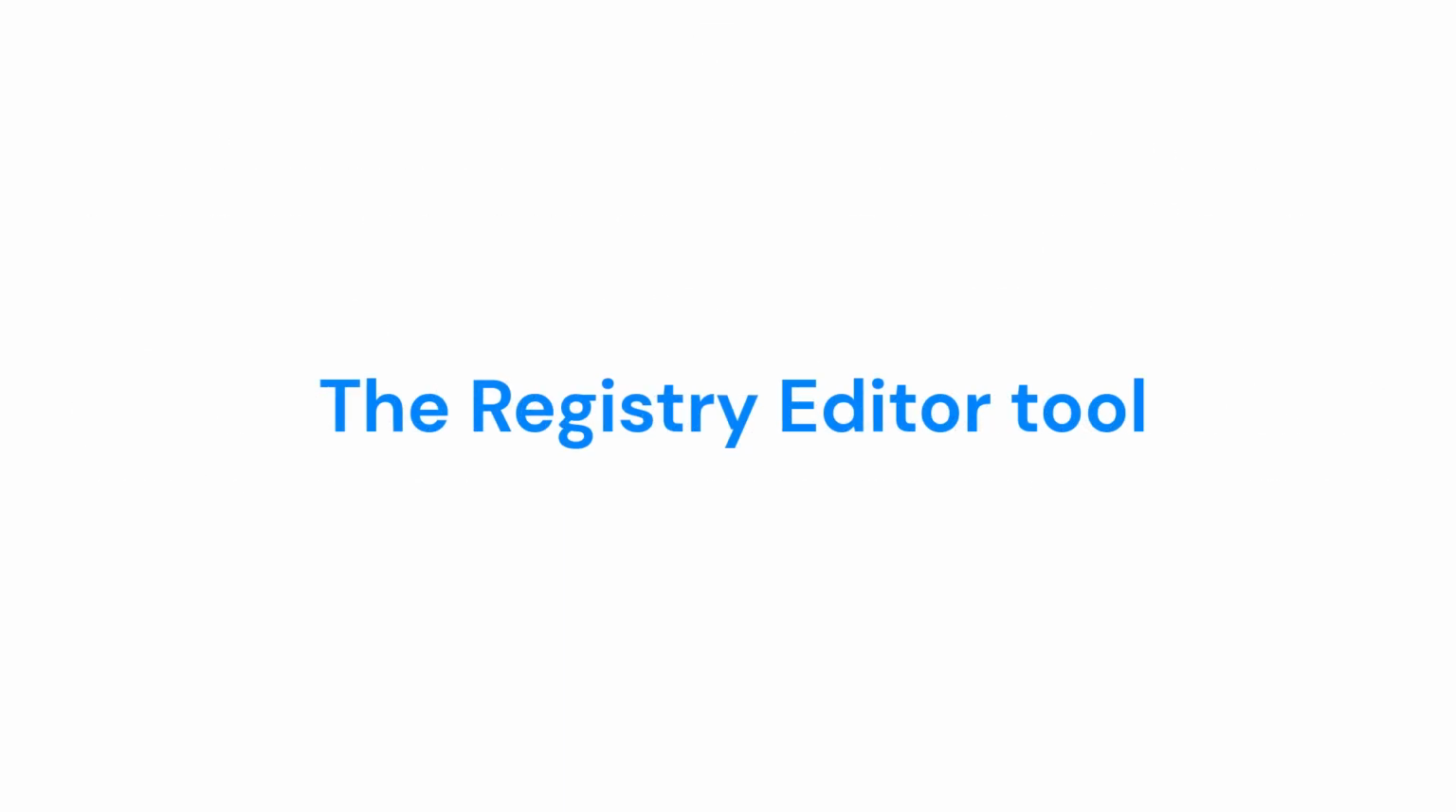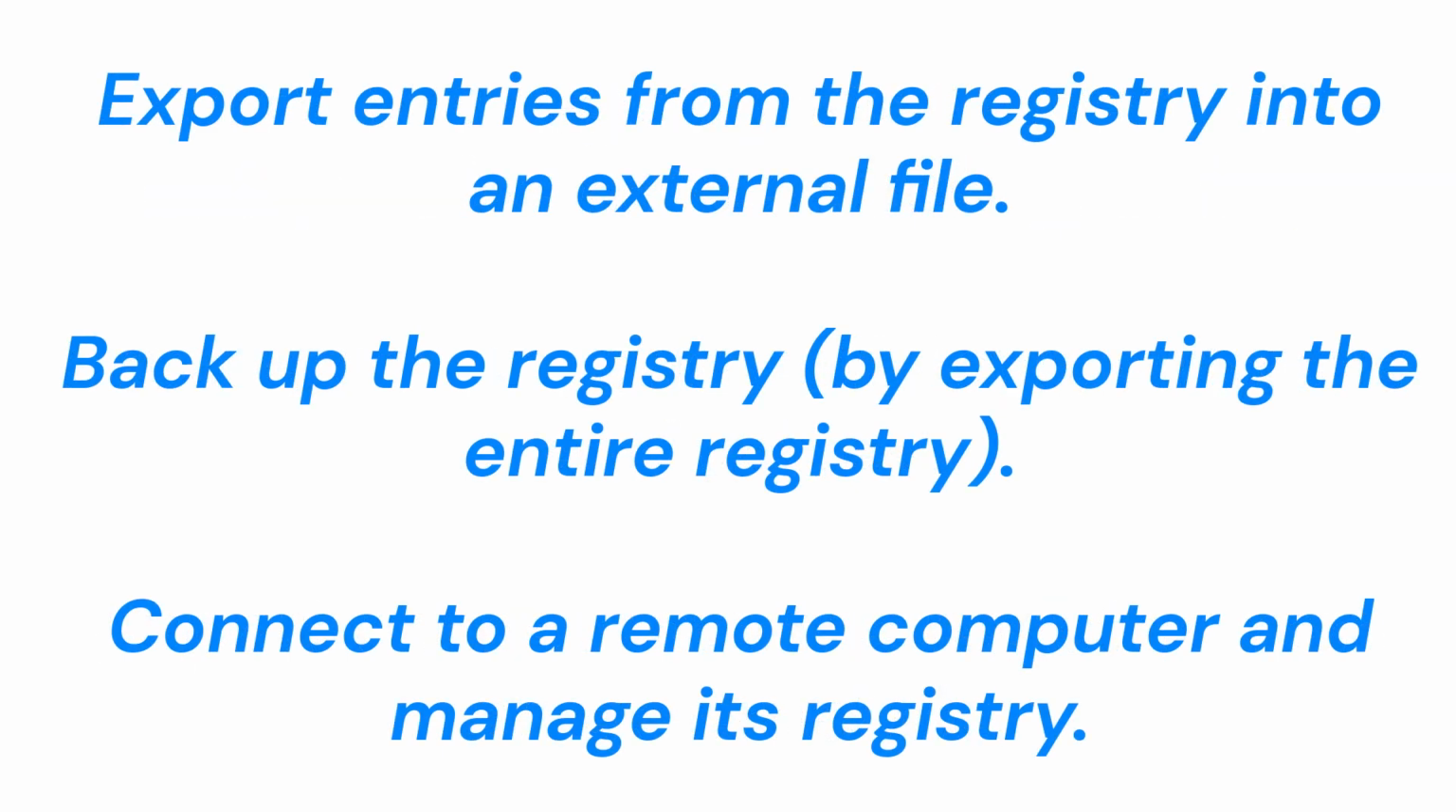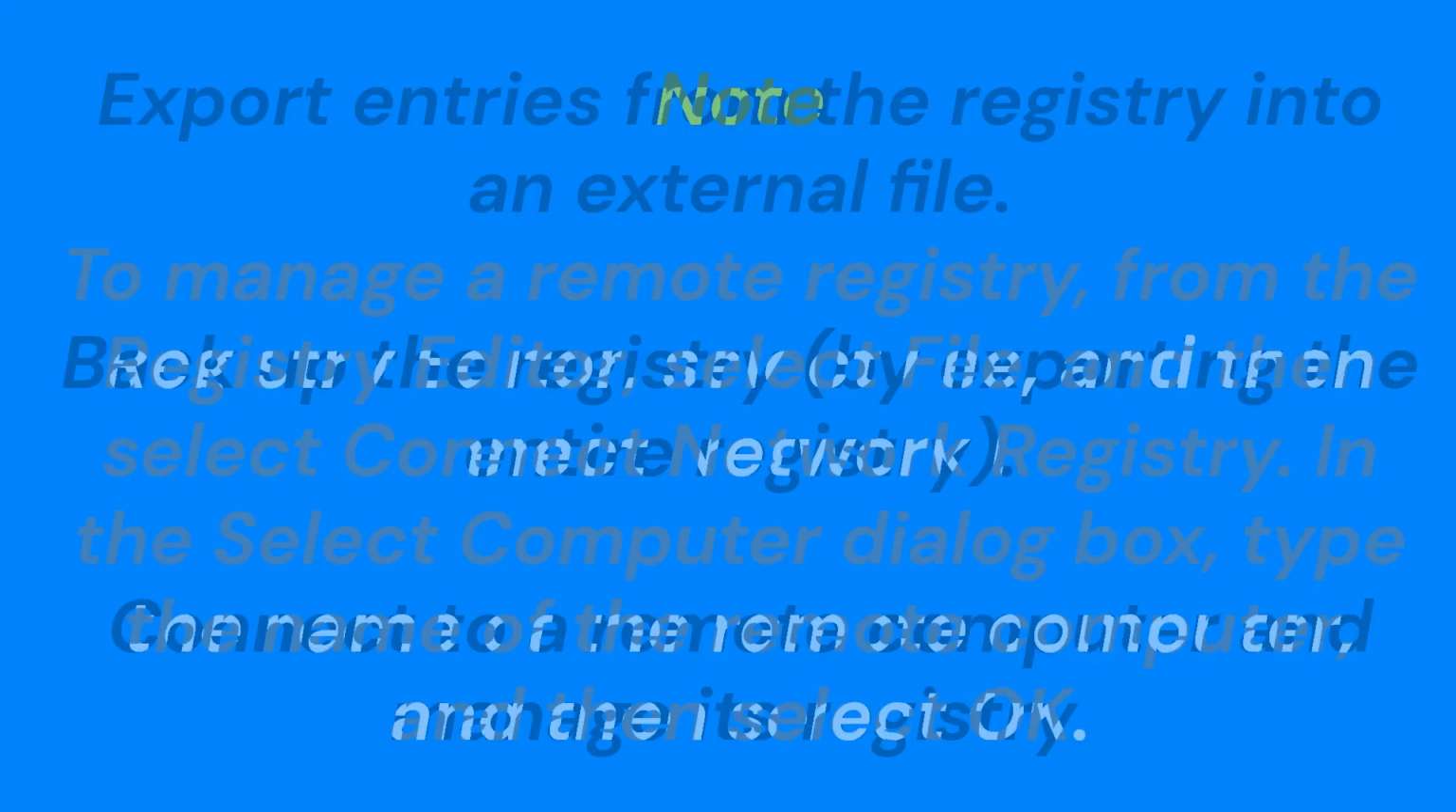The Registry Editor Tool. The Registry Editor tool is probably the easiest and most direct way to make changes to the registry, and you can use it to search the registry for a given value entry, value name, subkey, or key. Create, delete, and edit keys, subkeys, and values. Import entries into the registry from an external file. Export entries from the registry into an external file. Back up the registry by exporting the entire registry. Connect to a remote computer and manage its registry.